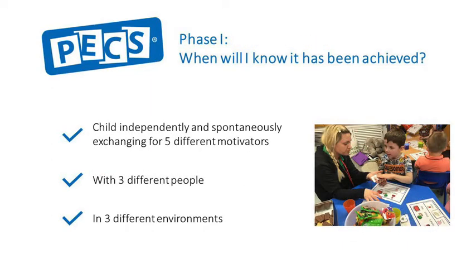You will know that phase 1 is achieved when the child is independently and spontaneously exchanging for at least 5 different motivators with 3 different people and in 3 different environments without any physical prompting. This is important because children can get fixed with only exchanging with one person and in one place. This skill stays with the child throughout all phases of PECS, so it's critical to get it right before you move on to stage 2.